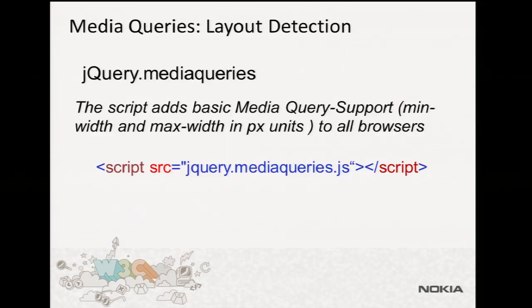But what is your worst case scenario? Your worst case scenario is a plugin for jQuery. jQuery comes with a feature called jQuery.mediaQuery, which you can include in your application, and then it adds basic media query support to all the browsers. So this is your default workaround for layout detection.